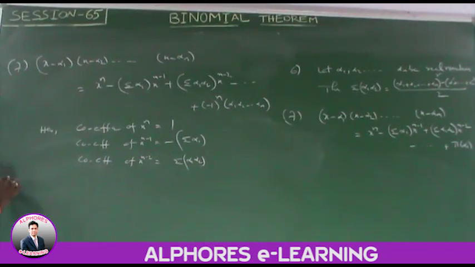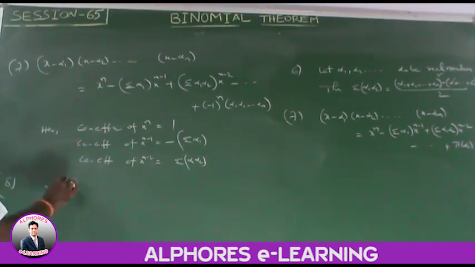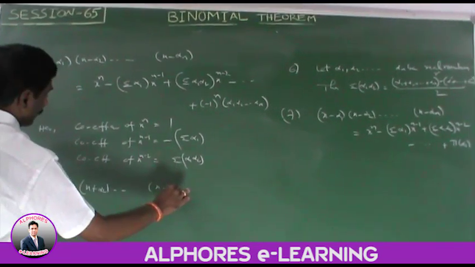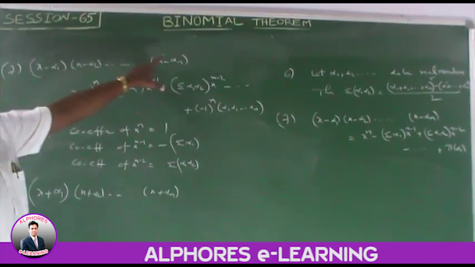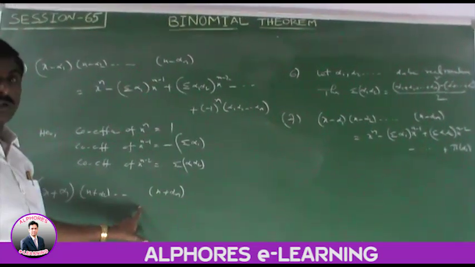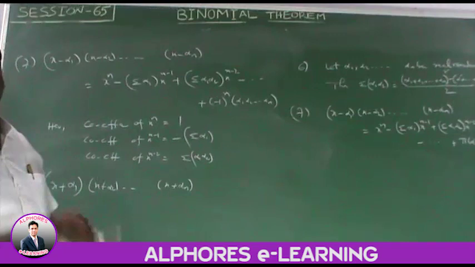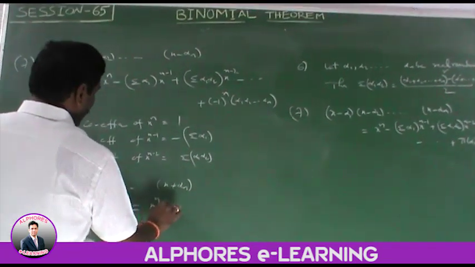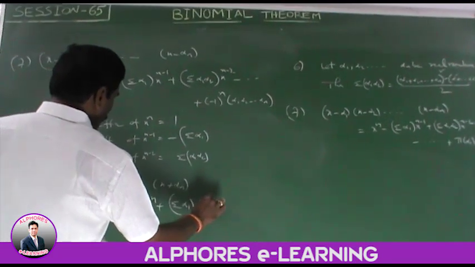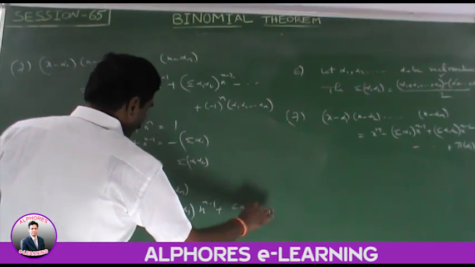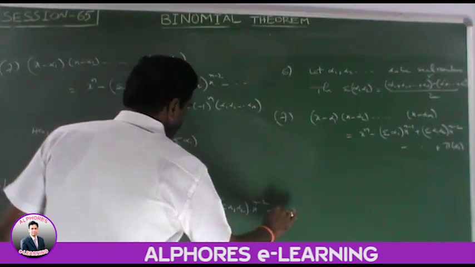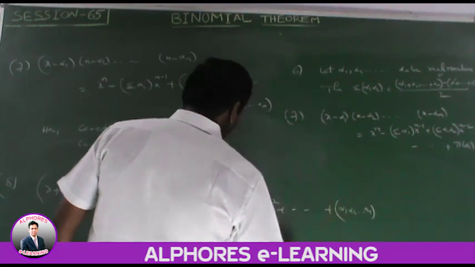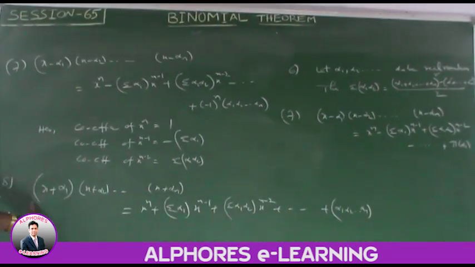Next, the eighth one. Suppose the expression is in this way: x plus alpha 1 into x plus alpha 2 into so on x plus alpha n. In the previous case, all were negative values, but in this case all are positive values. In this case, the expansion contains all positive terms, the same magnitudes but all positive. That means what is this expansion? x power n plus sigma alpha 1 into x power n minus 1, plus sigma alpha 1 alpha 2 into x power n minus 2, plus so on, alpha 1 into alpha 2 into so on alpha n. Please write this value also.